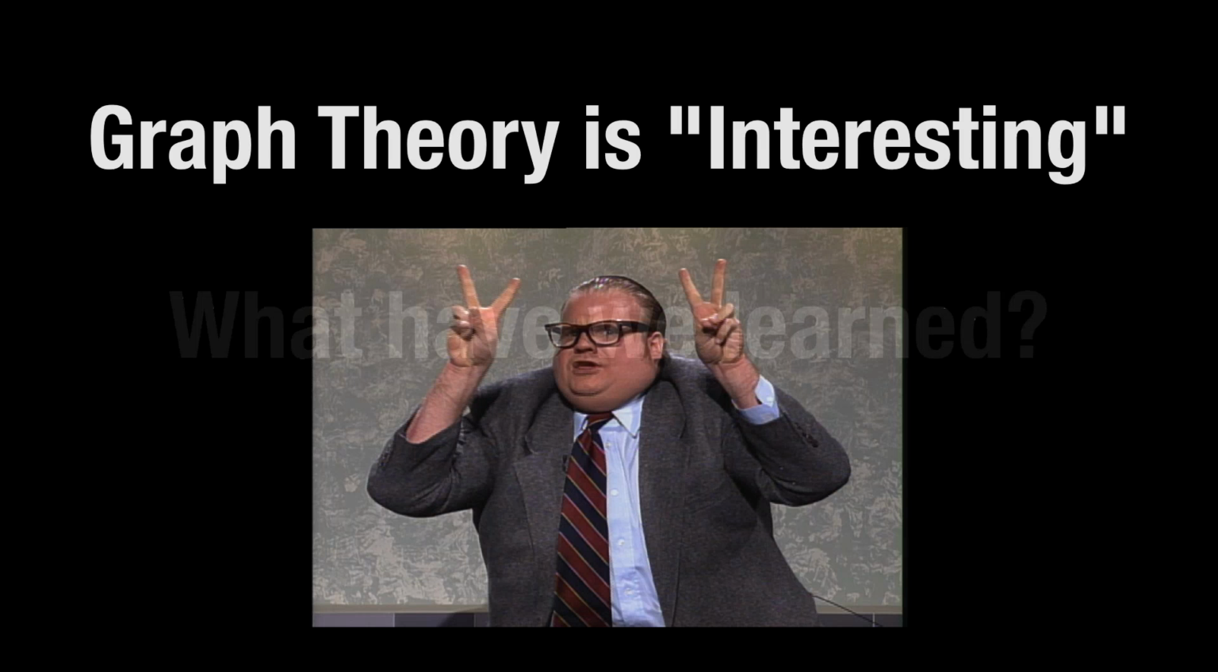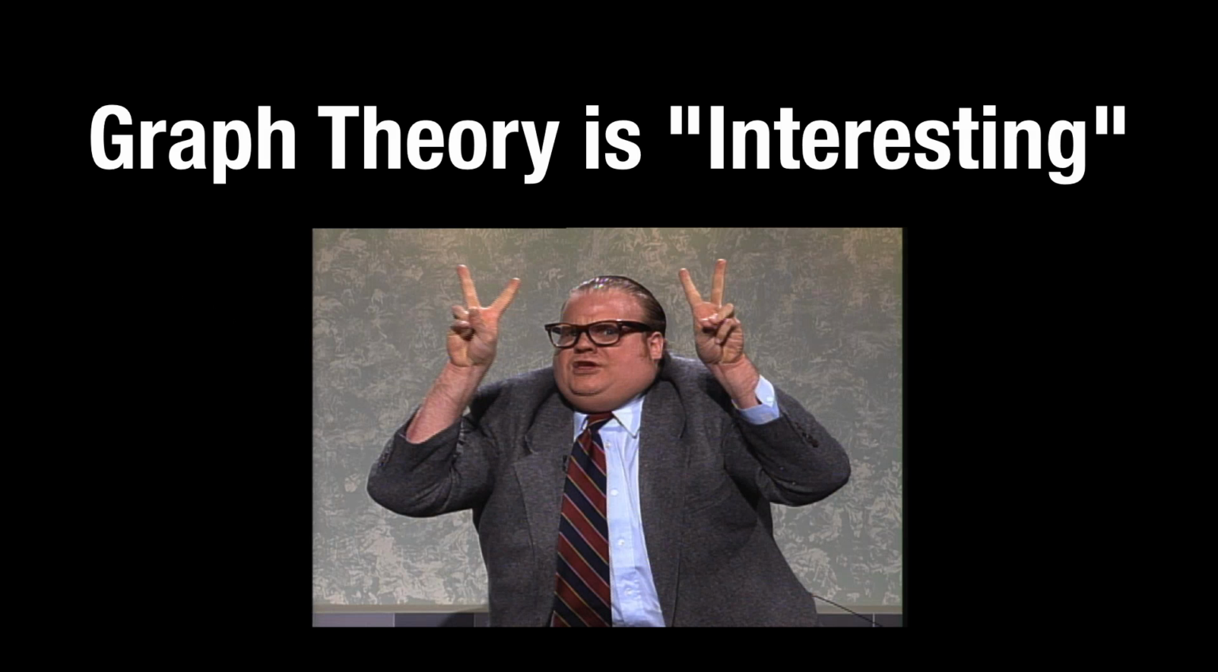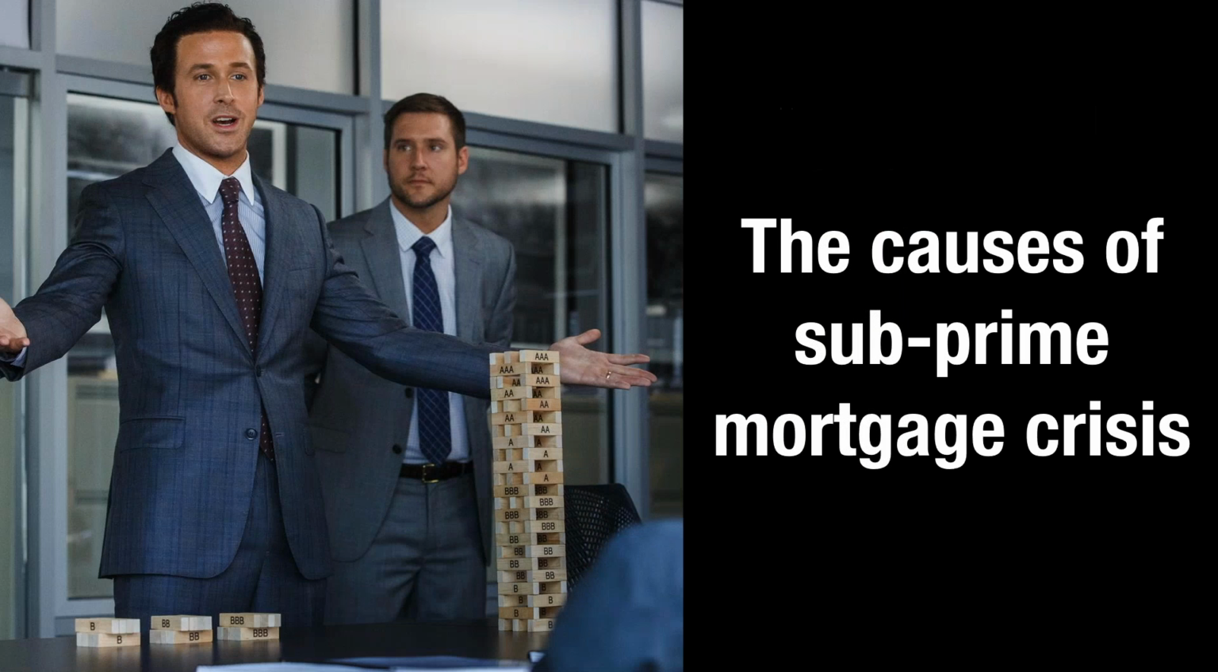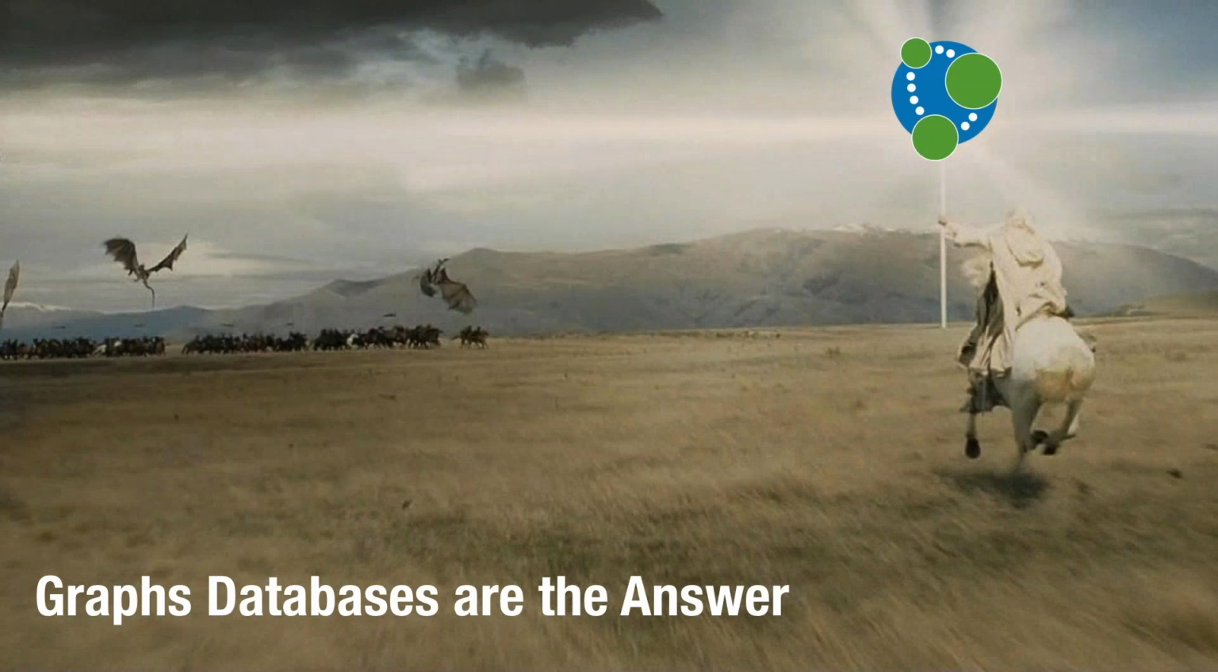And so, very briefly, what have we learned? Obviously that graph theory is unambiguously interesting, right? We've learned the causes of the subprime mortgage crisis. It really came down to these financial products being a daisy chain of CDOs tied to poor underlying assets, and most importantly, what we've learned is that graph databases are the answer. They allow us to operate on highly connected data sets in a way that is impossible in any other structure.